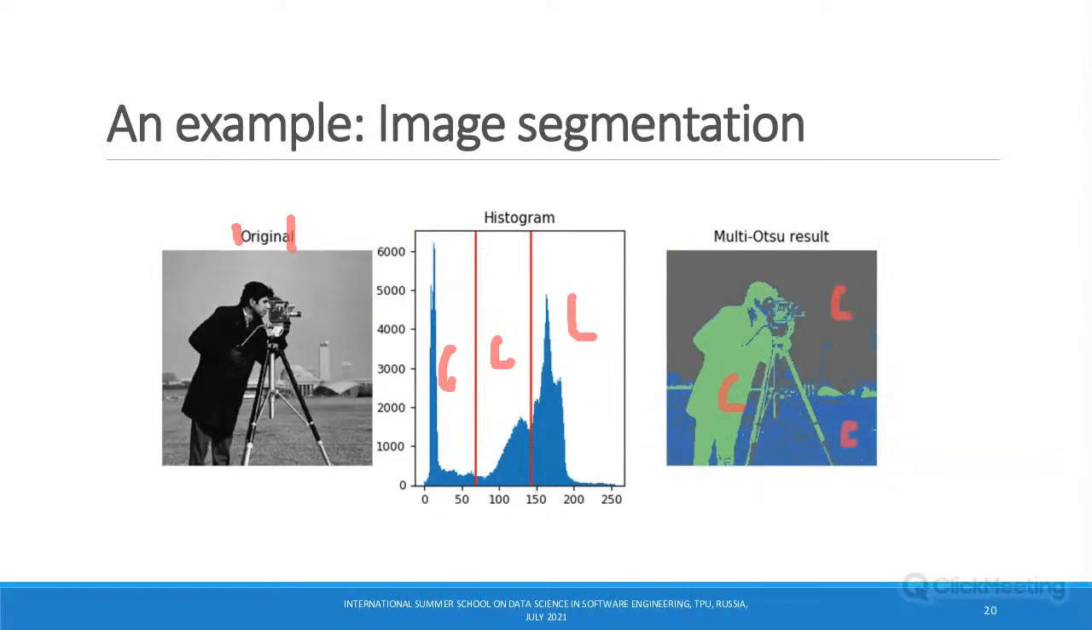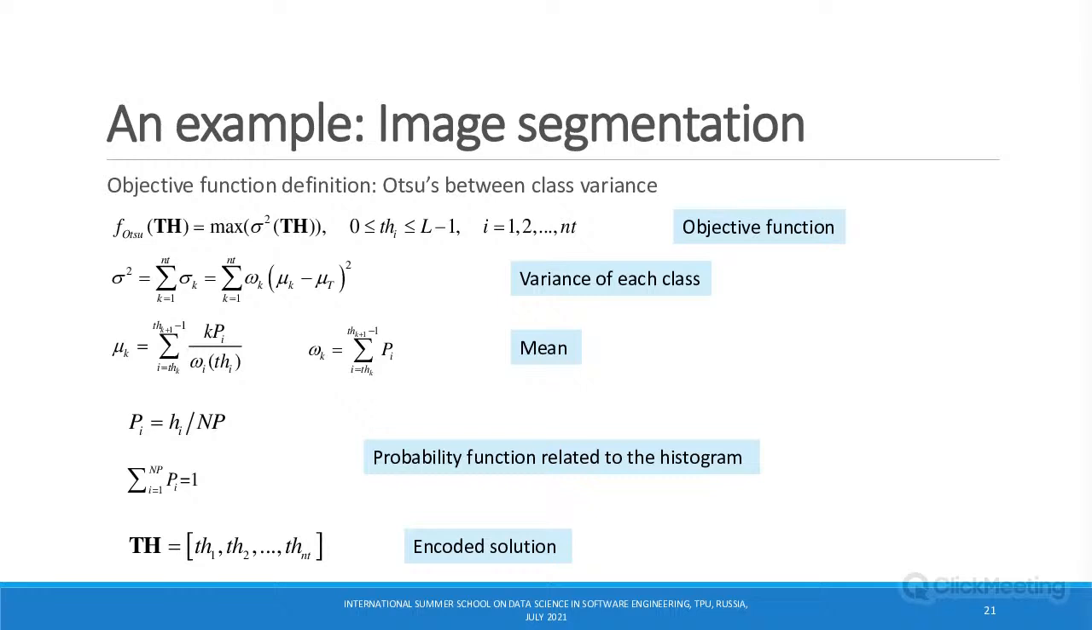But the problem is to find the optimal thresholds that permit us to generate the classes properly. To perform this task, we could use different objective functions. Here, we are using the Otsu function that is based on the between-class variance. And by using this, we are going to identify a set of thresholds that are defined here by TH1, TH2, THNT, and they conform a population of thresholds, or a set of thresholds that could be used to obtain the segmented images.